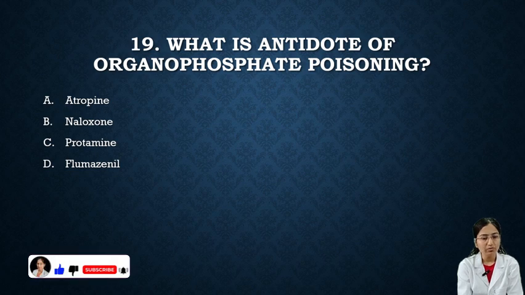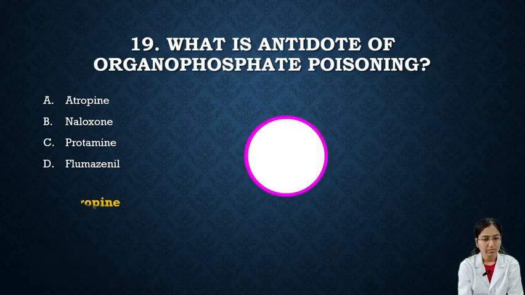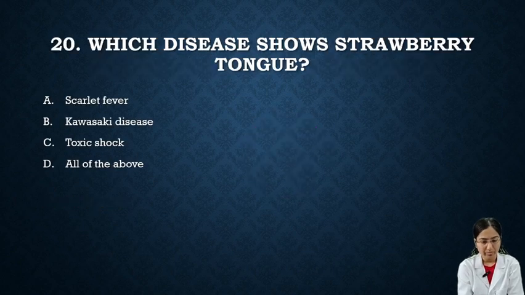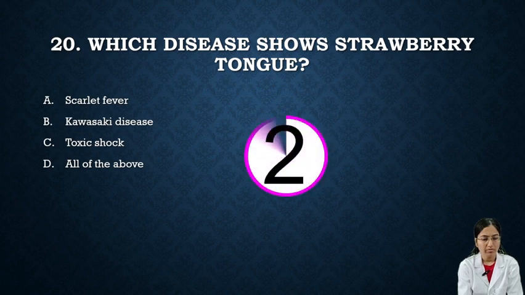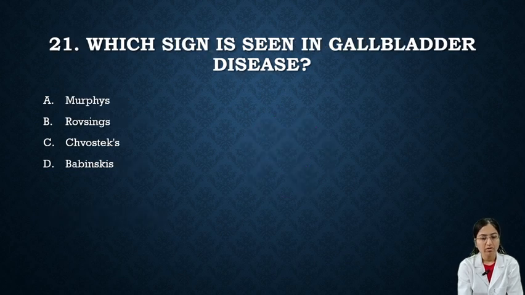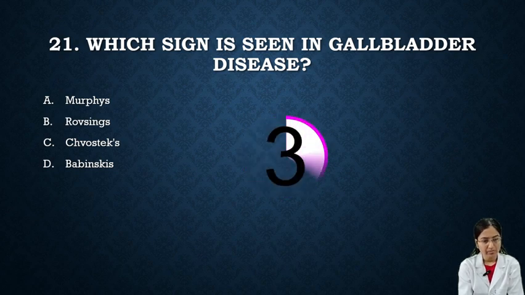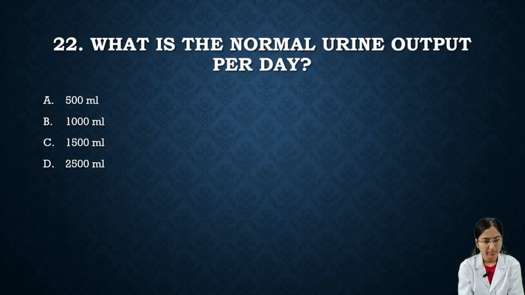What is the antidote of organophosphate poisoning? Right option is atropine. Which disease shows strawberry tongue? It is D, all of the above. Which sign is seen in gallbladder disease? Right option is Murphy's.